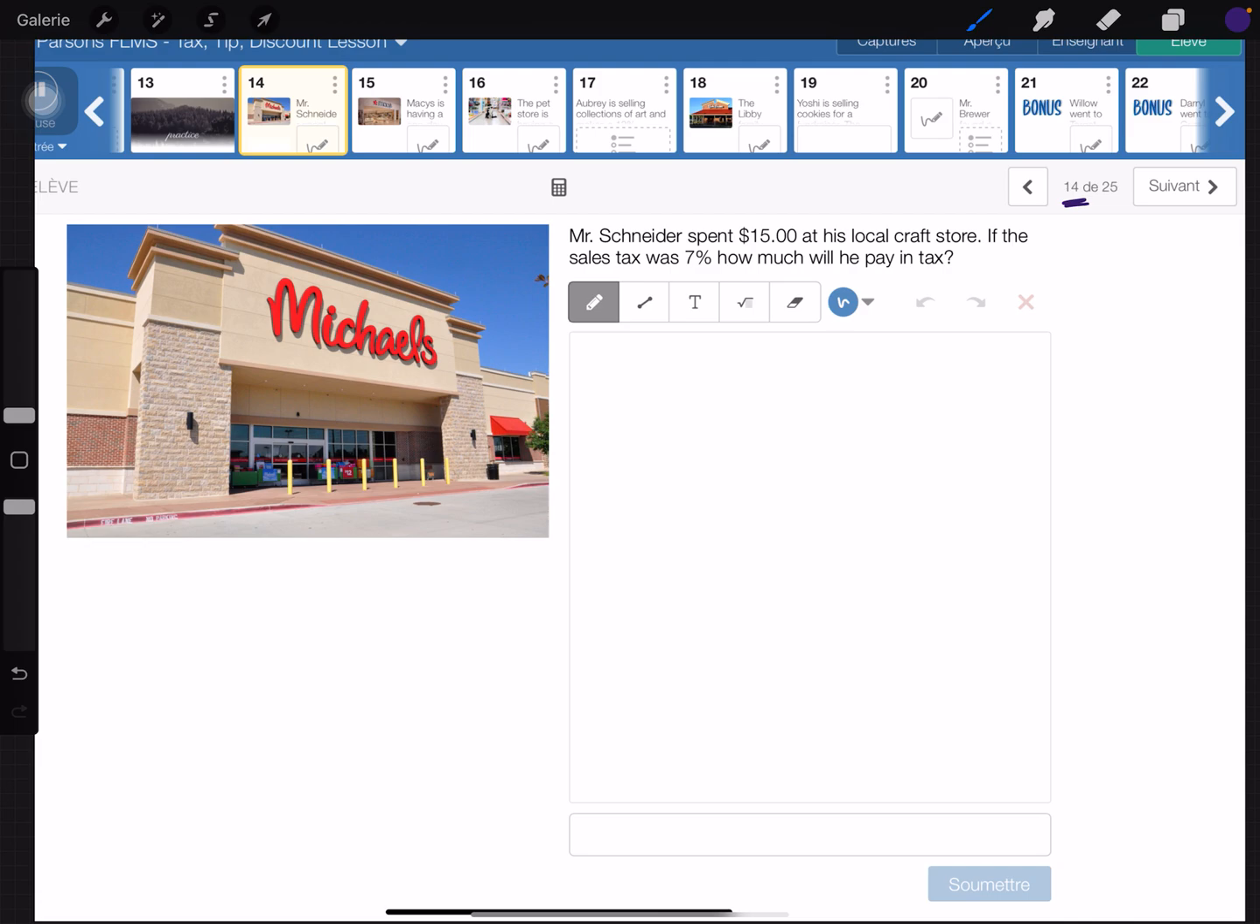So Mr. Schneider spent $15 at his local craft store. The sales tax was 7%. How much will he pay in tax? So again, we're looking, is this a tax, tip, or discount? This is a tax. And I can set it up with a bar graph. So now I have my percentage on the left. I'm going to put 7 out of 100. That's my percent. On the right, I'm going to put a question mark right here. I don't know what 7% is yet. That's what I'll find out.